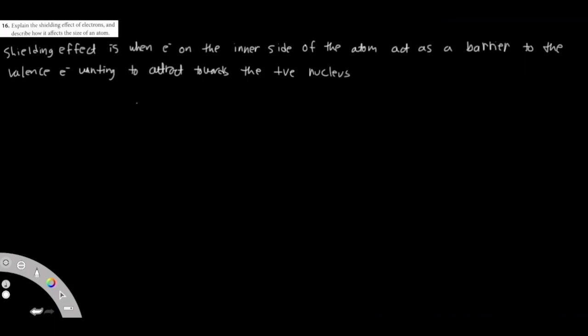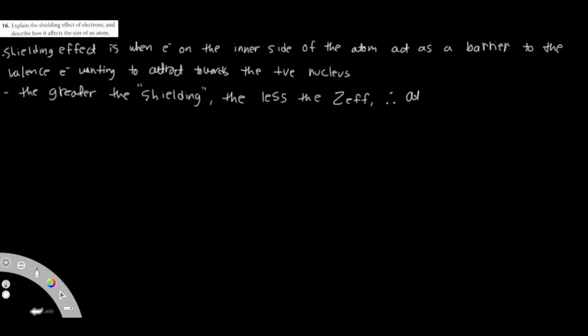Okay, and how does it affect the size of the atom? Well, the greater the shielding, the less the effective nuclear charge, sorry, the ZF for short. Therefore, again, if there is less effective nuclear charge, it's not going to be as compact, so it's going to be bigger. All right, the atom will be bigger.